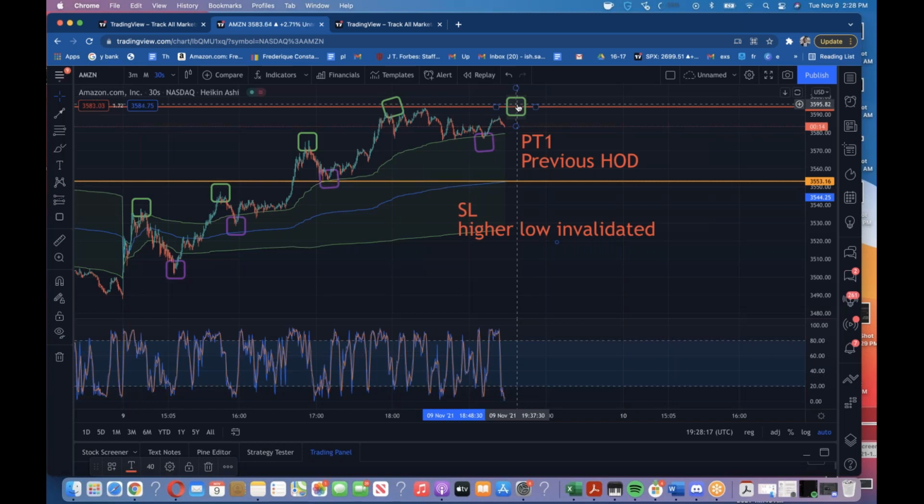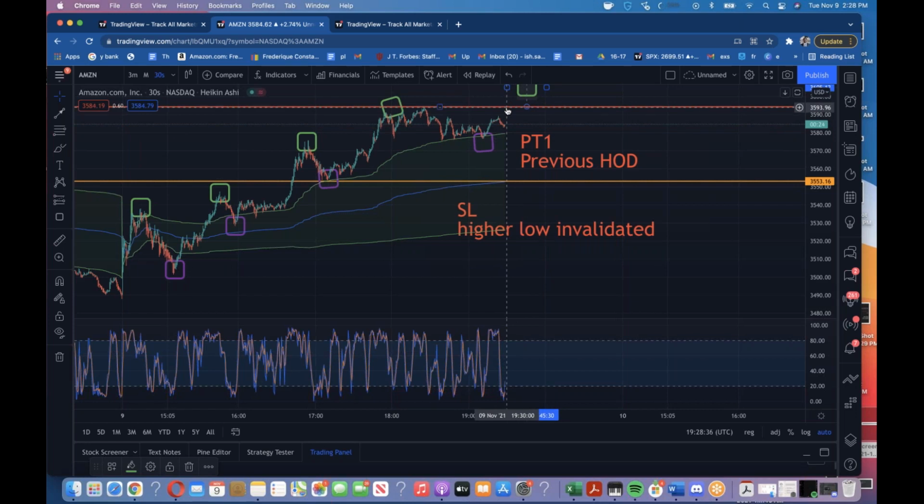PT2 and PT3 involve a break of the previous high of day resistance. So up here, for a higher high. Just like we were saying, higher lows and higher highs is number one. Our PT1 is always going to be that previous intraday resistance, because we want to take our profits viciously. We want to take those profits viciously. And then our PT2 or PT3 can involve a break of that for the higher high.